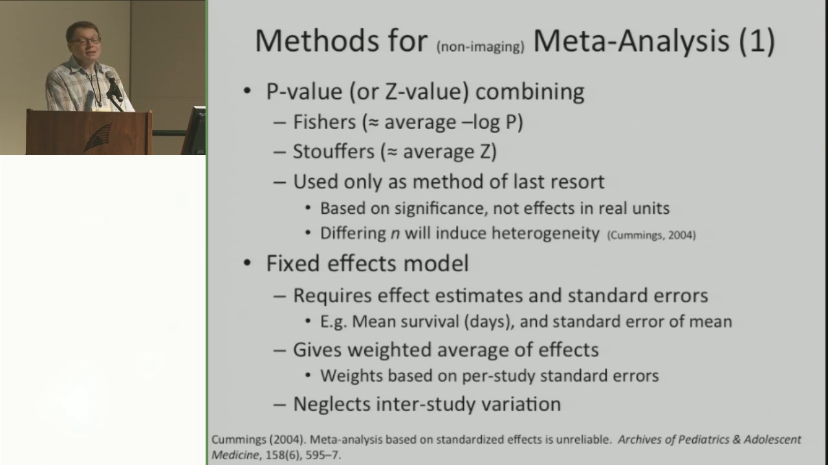And this allows you to weight different studies. So the more precise studies get more weight and the less precise studies get less weight. Now, the only problem with this is that it neglects inter-study variation. So if there's random variation in the populations studied or the exact methods between different studies, then that could falsely lead you to believe there's an effect when there isn't.